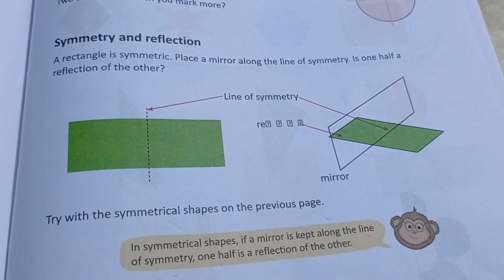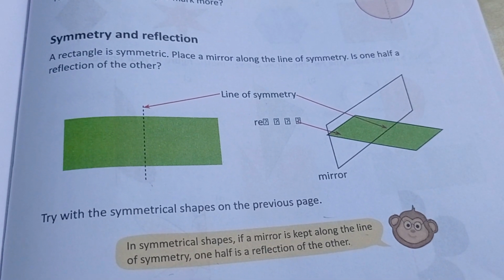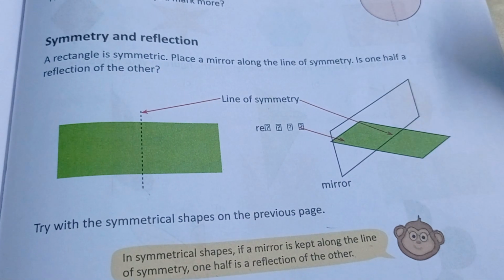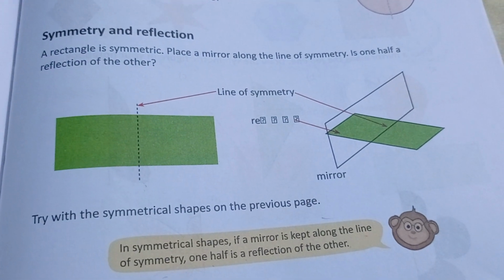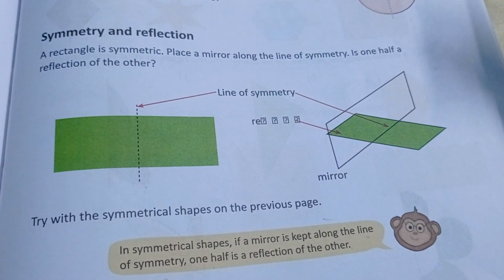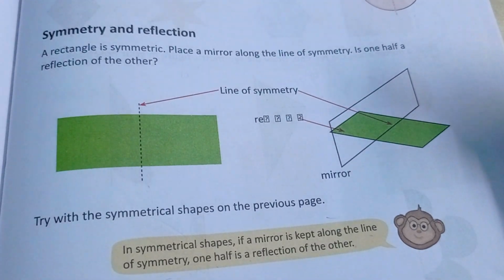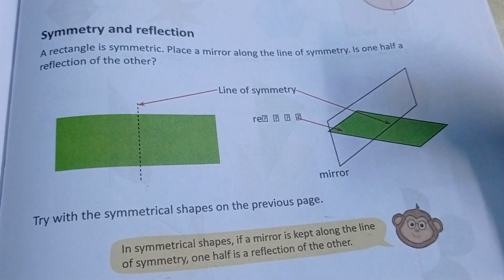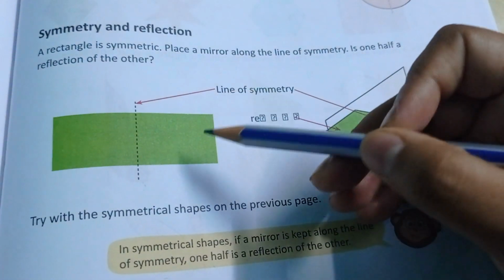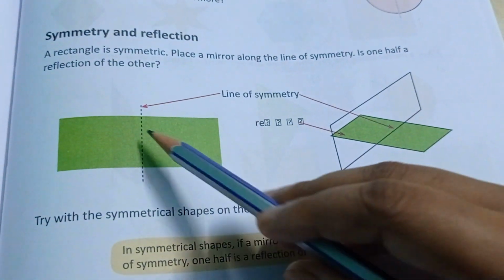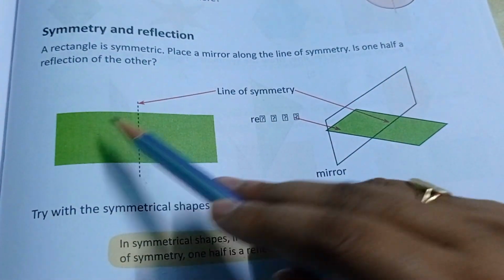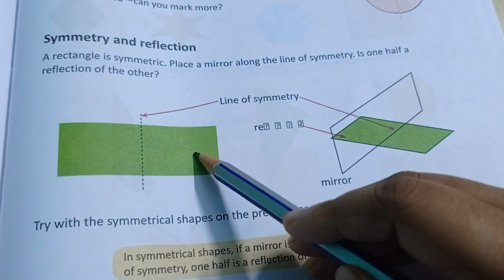Everyone, today I'm going to tell you about symmetry and reflection. So a line of symmetry means what? A line of symmetry is an imaginary line which, if we draw it in a shape, can divide the shape into two equal parts, like this rectangle you can see, and this is the line of symmetry which has divided this rectangle into two equal parts.